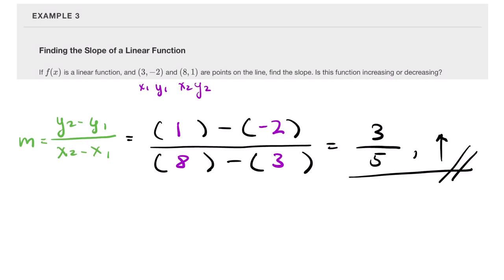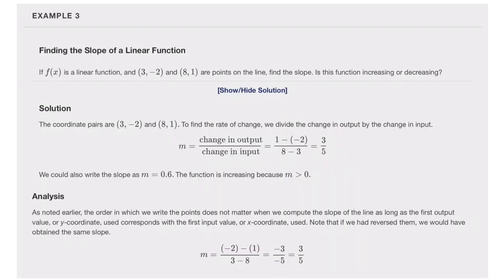Find the slope, and then is the function increasing or decreasing? We got a positive slope of 3 over 5, so that means our function is increasing. We also write that the function is increasing because the slope is positive.